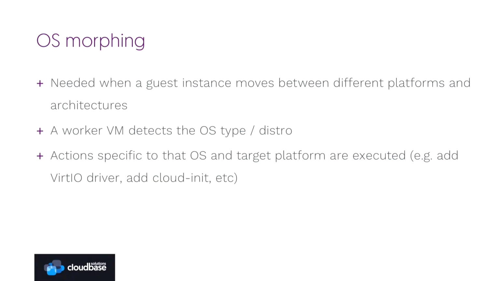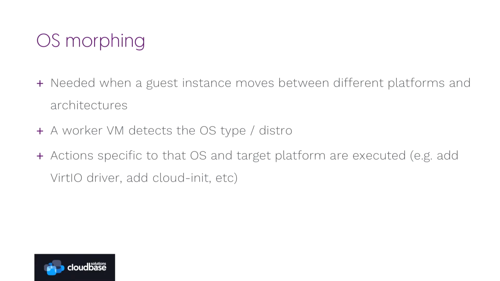For all the other cases, like for example VMware to OpenStack, you need to do all those steps to tell your machine that it's not running anymore on VMware, but it's running on KVM or Hyper-V or whatever else. How does that work? We call this process OS morphing. What's happening basically is that we spin up a temporary VM. That VM gets attached to the volumes.